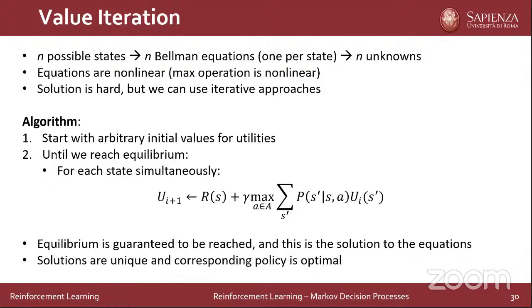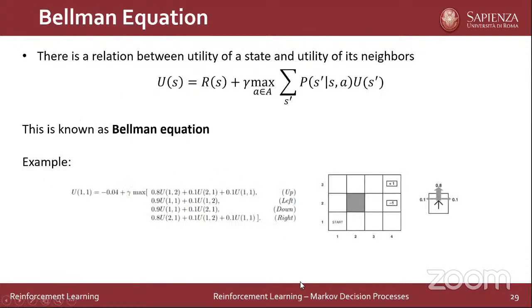So in the value iteration algorithm, you start with some arbitrary initial value for your utility. Typically, you can start with 0. So you set the utility of every state to 0. And then you repeat until we reach equilibrium. What does it mean we reach equilibrium? The values don't change anymore. So for each state, simultaneously, or one after the other in practice, you do exactly this computation that we did here, assuming that the value of u(1,2), for example, is the one that you have set at the beginning.